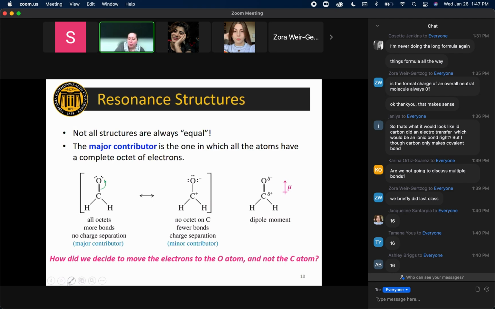So how did we know to put those two electrons from that double bond on the oxygen and not on the carbon? We could have done it to the carbon too, right? So we could have taken the two electrons here and moved them to the carbon. This would have been valid as well. It's just not a very good contributor. If we had done that, we would end up with a negative formal charge on the carbon and a positive formal charge on the oxygen. So now let's think about that for a couple minutes.